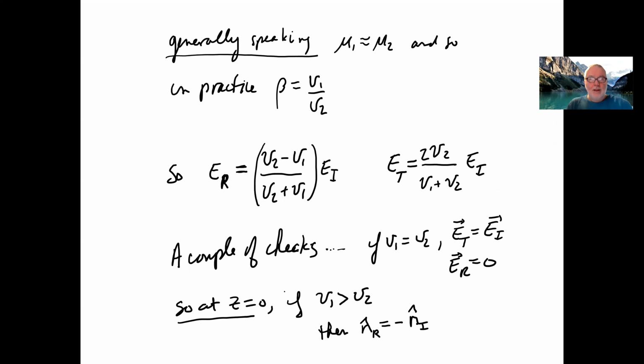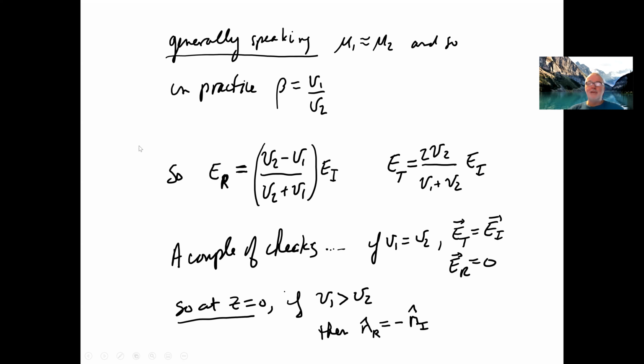So generally speaking, he says this in the book, mu1 equals mu2. And so in practice, beta is roughly v1 over v2. So I can write down that generally speaking, E_R is equal to v2 minus v1 over v2 plus v1 times E_I. And E_T is equal to 2 v2 over v1 plus v2 times E_I.